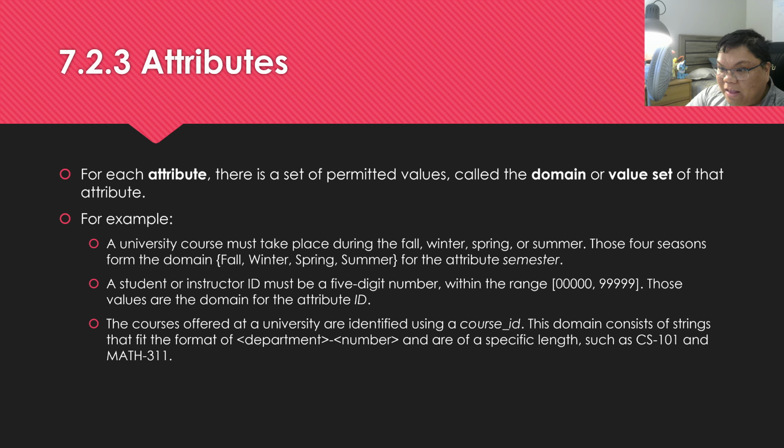So that is a domain for an attribute. It's the set of all possible values for that attribute. Here are a few other examples. A university course must take place in the fall, winter, spring, or summer. So that set of 4 seasons, we can call that the domain for the attribute semester.